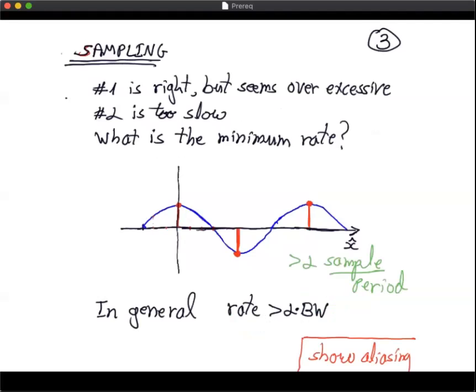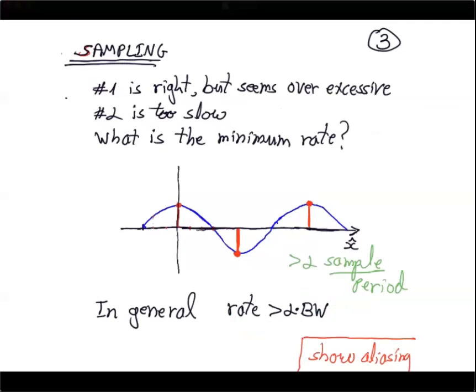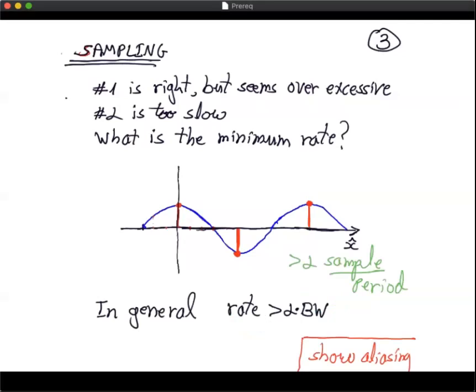And the minimum sampling rate is pretty much, you need a rate that is strictly larger than twice the sample period. Okay, so strictly larger than that. So in general, the rate of sampling needs to be twice the bandwidth of the signal. Now it has to be strictly larger as opposed to being exactly. And the question is, why?